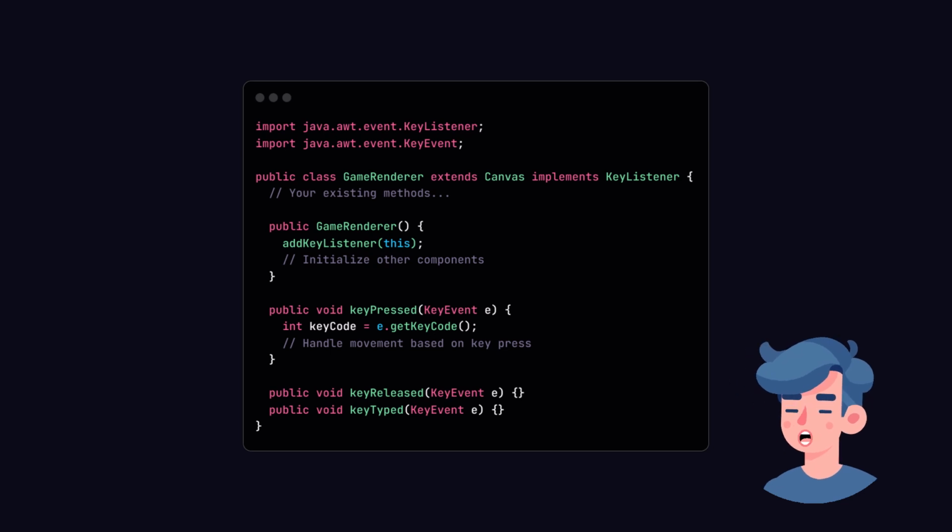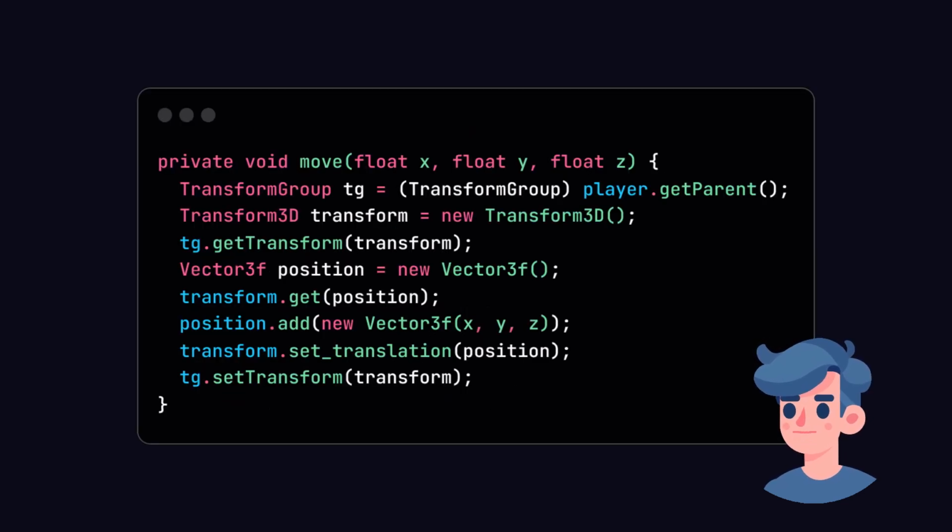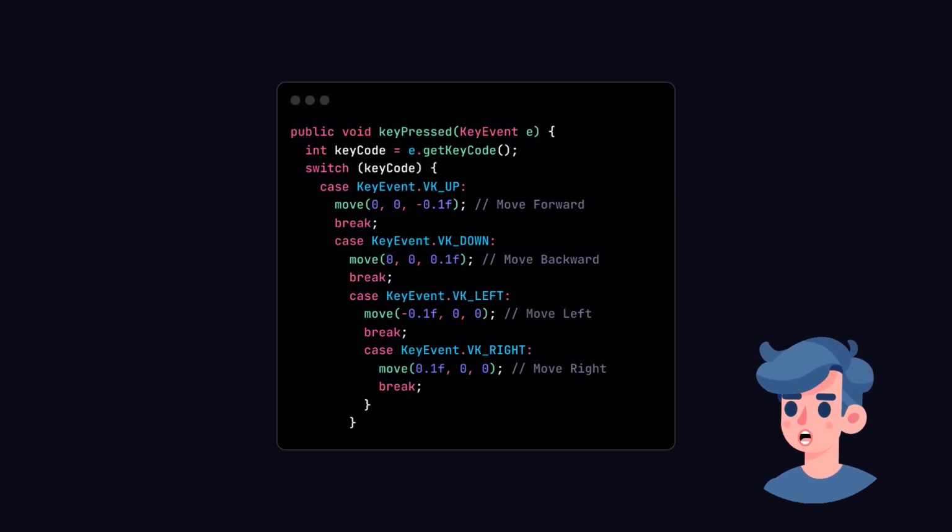We'll enable keyboard inputs to navigate the sphere around the scene. In the keyPressed method, we can add simple logic to update the sphere's position based on arrow key inputs. We will create a move method that updates the sphere's transform group. Let's now complete the keyPressed method to move the player sphere in response to user inputs. The up arrow will move forward, the down arrow will move backward, and left/right arrows will adjust the lateral position.